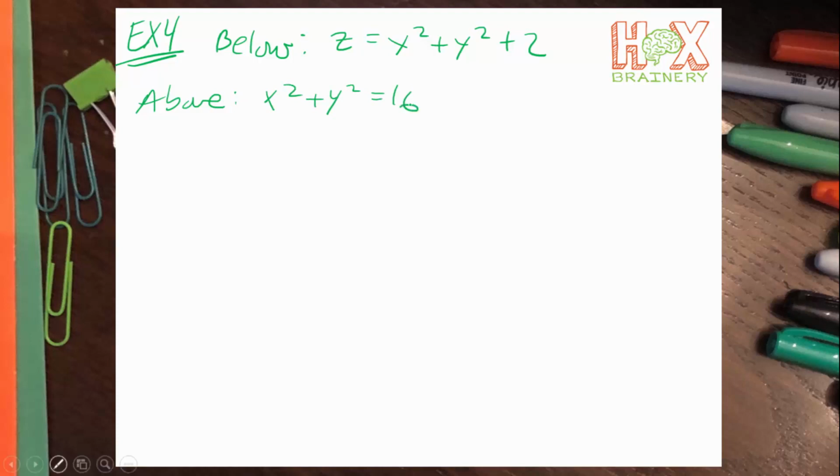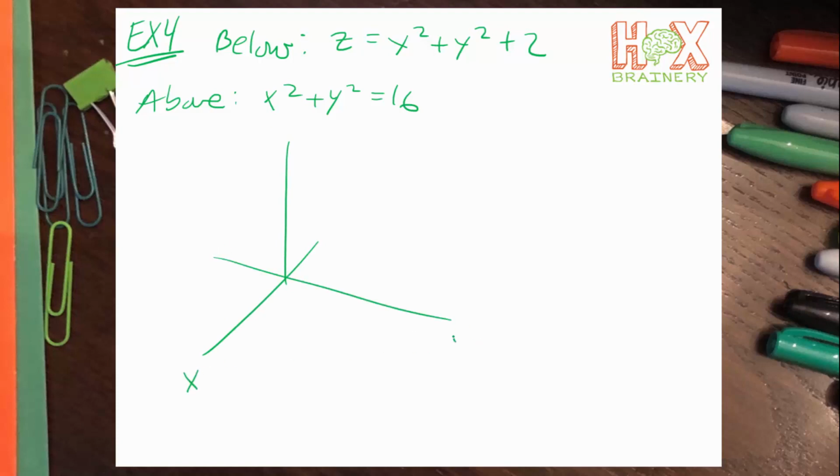All right, so it's supposed to be below z equals x squared plus y squared plus 2. That's a paraboloid. We talked about that in chapter 1. And it's supposed to be above x squared plus y squared equals 16, above that circle in the xy plane. So let's see what the picture of this would look like.